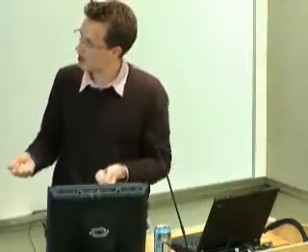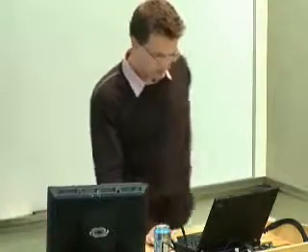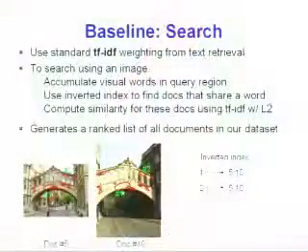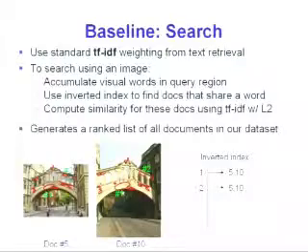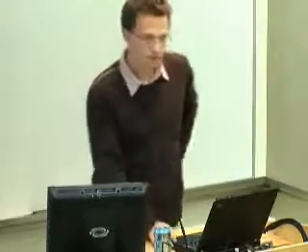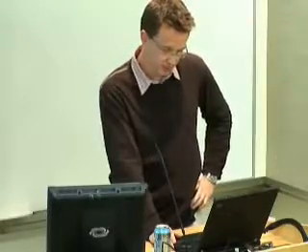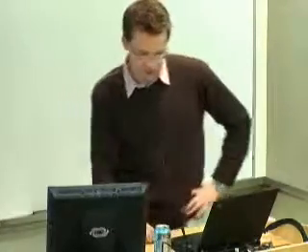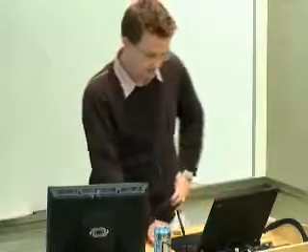And now if we want to compare two images, we simply compare their histograms of visual words and score them. For the baseline method, we just use TF-IDF weighting from text retrieval. To search on an image, we accumulate all the visual words in the query region, and we use an inverted index to find the documents that share at least one word. And we compute similarity for those documents using TF-IDF with L2 distance. And this gives us a rank list for all the documents in our data set.